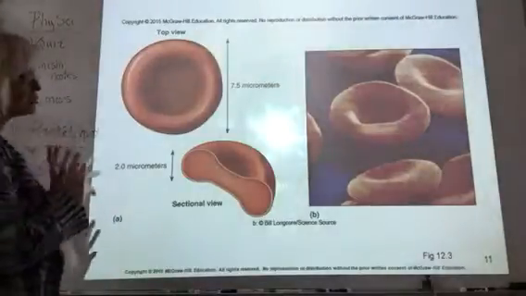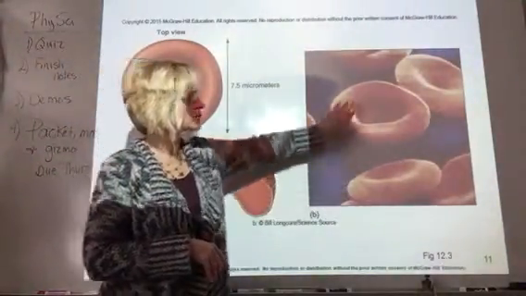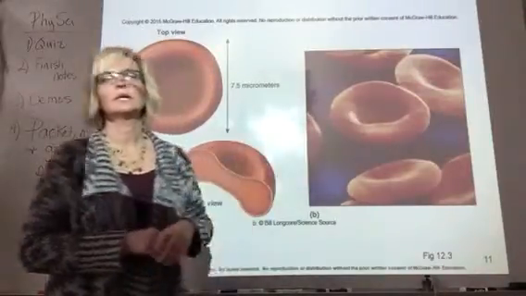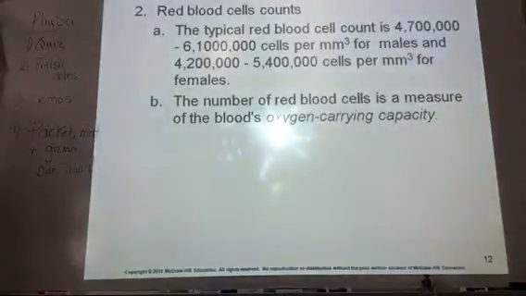So here's a very enhanced microscopic picture. You can see how they're indented. That's the biconcave picture or diagram. So you can see how the donut shape does make sense. There's not a hole in the middle of your red blood cells, but they're a lot thinner in the middle than they are on the outside.